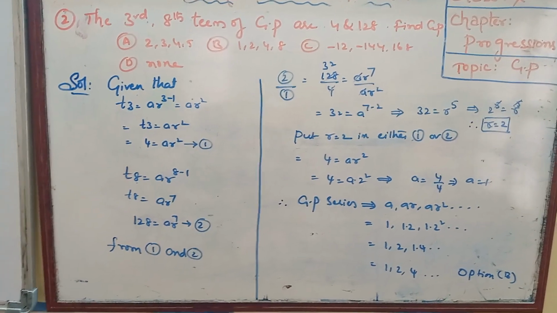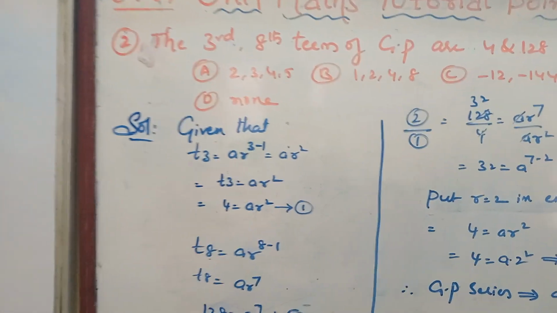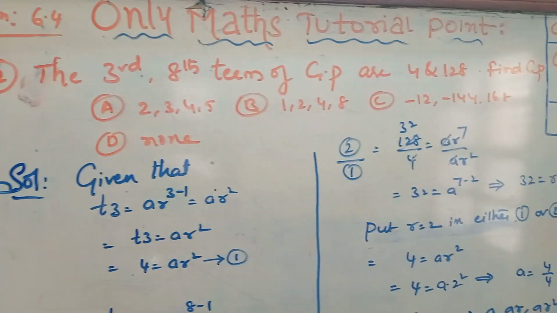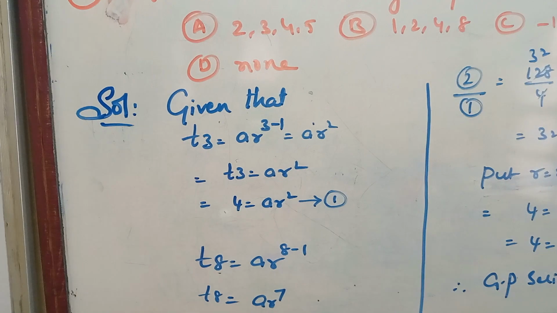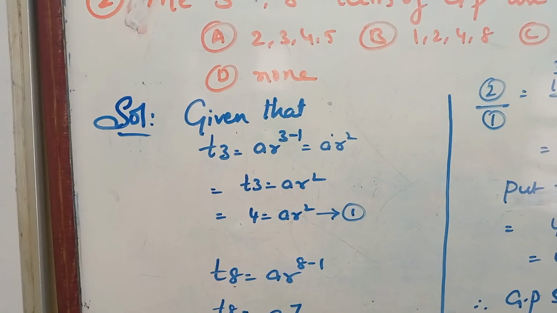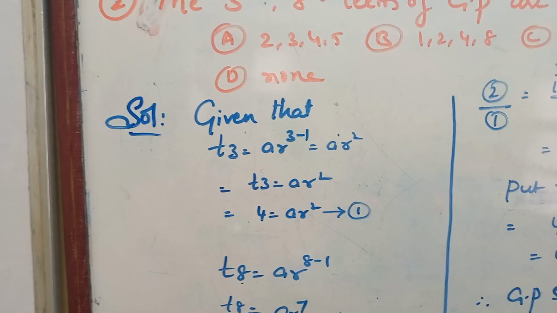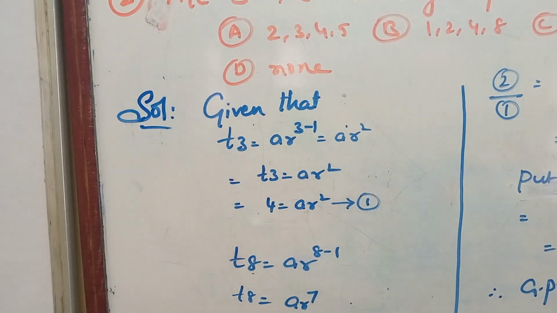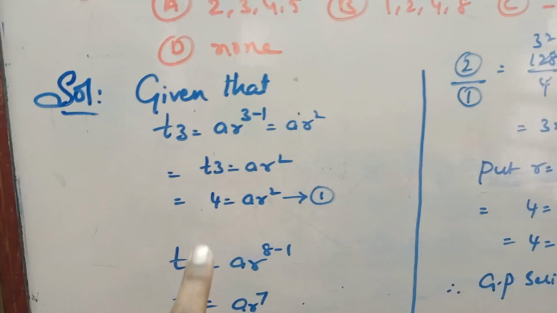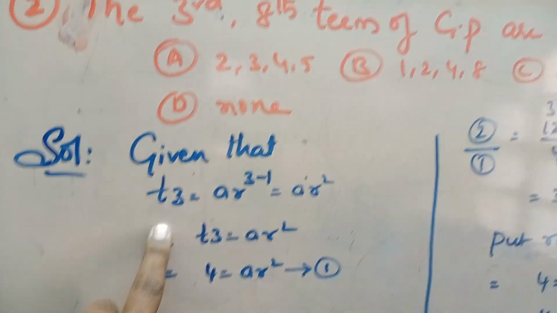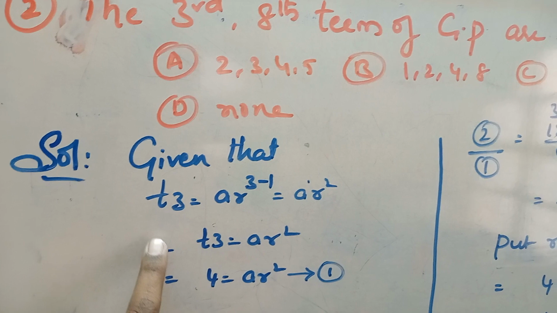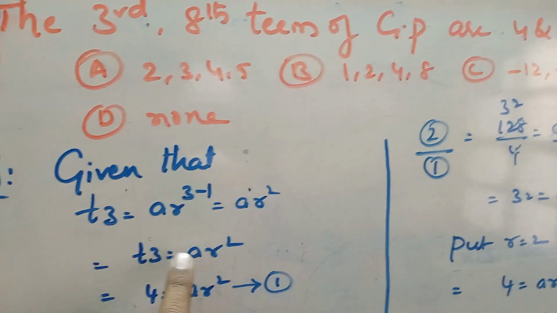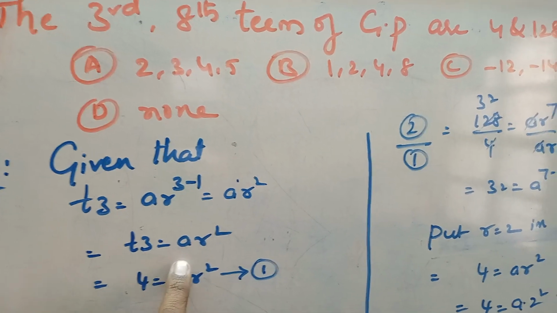So let's solve. What is given in the question, guys? Given that the third term and eighth term of the GP are 4 and 128. So first write that. What is the general term of a GP? Tn equal to a into r power n minus 1. So we have to mention it in that format. T3 equal to a into r power 3 minus 1, that equals a r square. Simplify: T3 equal to a r square.